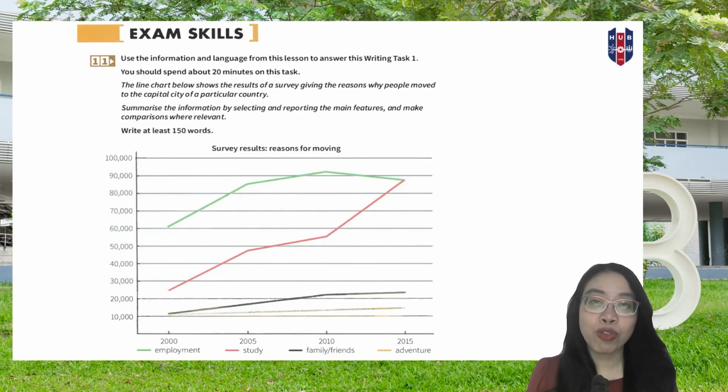Alright, so far we've talked about how to improve your task achievement score and how to analyze the data given in the graphs. So now it's your turn to put everything to work. Please look at the exam skills section, exercise number 11. In this exercise, you see a different line chart. This one shows the result of a survey giving the reason why people move to the capital city. Now, the reason why people are moving to the capital, right? So in here you see the 4 reasons.